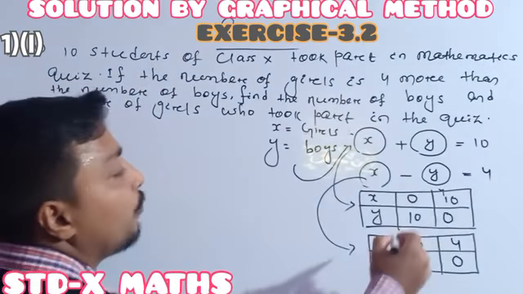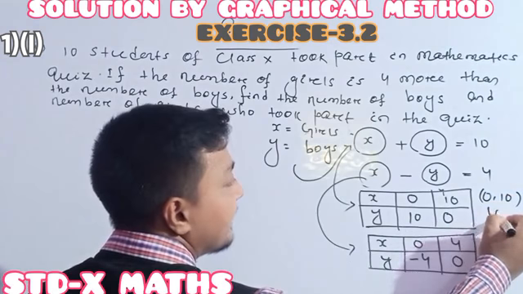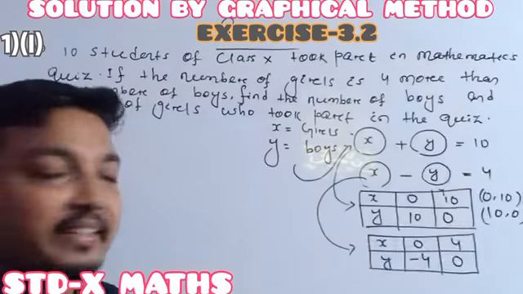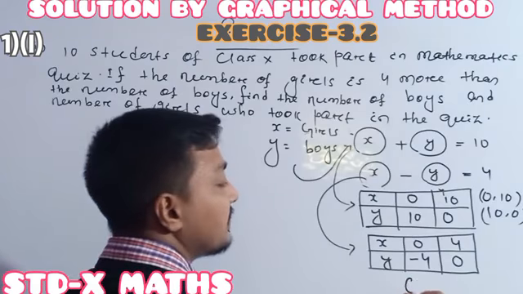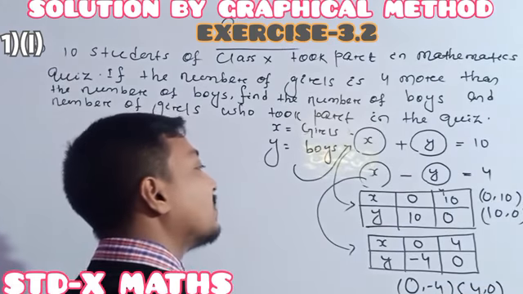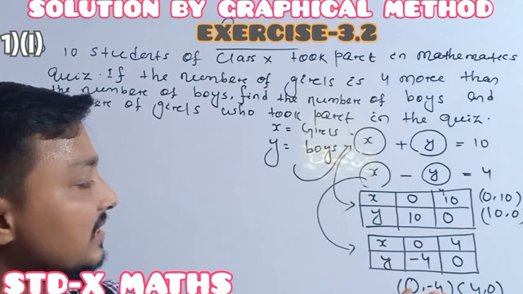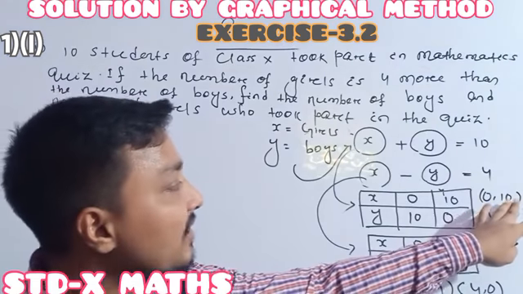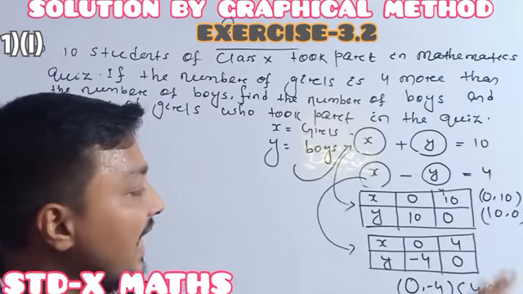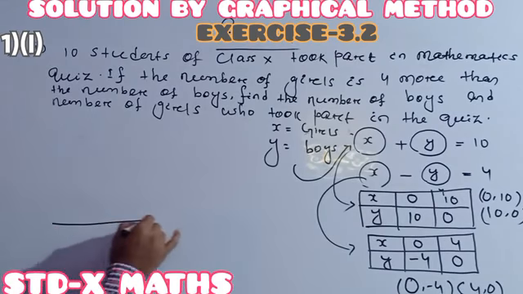Ready? The 2 points we got are 0, 10 and 10, 0. By these points, we can draw the graphical representation of our first linear equation, and by 0, minus 4 and 4, 0, we can draw the graphical representation of the second linear equation. So the points required: on the x-axis the highest point is 10, on the y-axis the highest point is 10, and here it is minus 4. So I am drawing the graphical representation just like this.